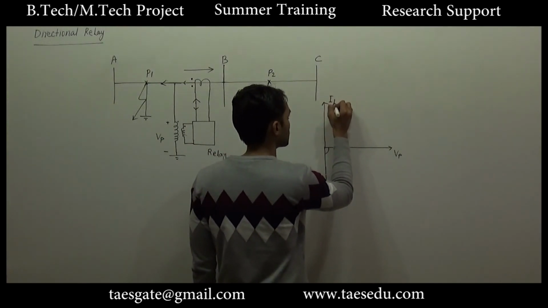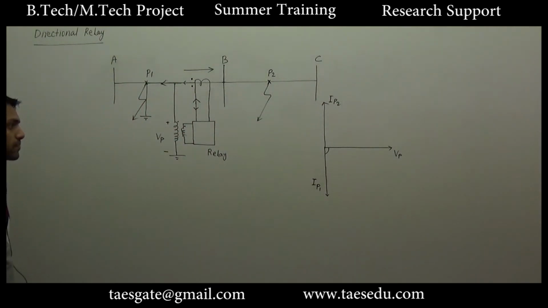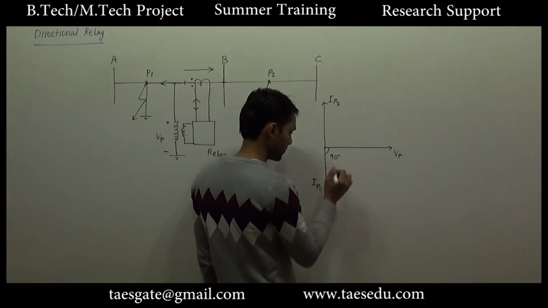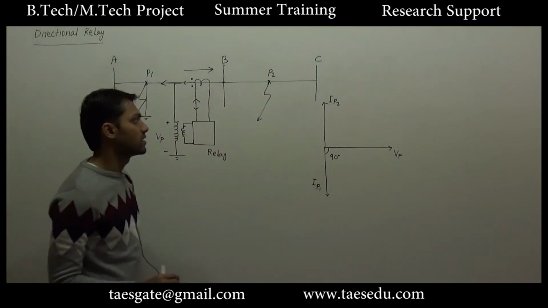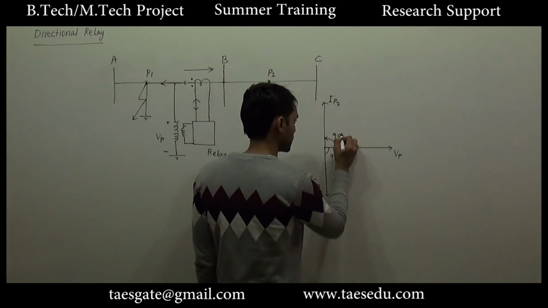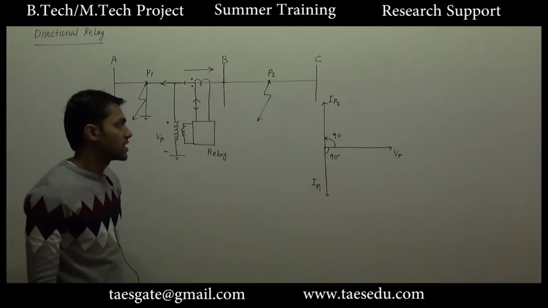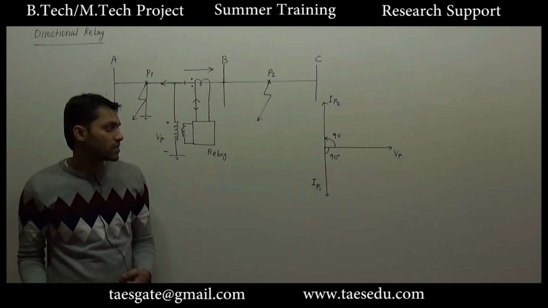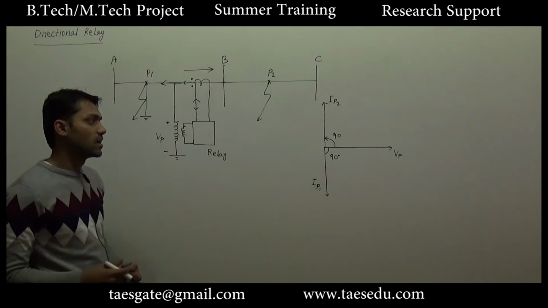Let us name this current as IP2. Okay, so if the previous fault current was lagging the voltage by 90 degrees, the new fault current will be leading the reference voltage by 90 degrees. And this is the principle used in directional relay. For fault in one direction, the current is lagging, and for the other direction of fault current, the current becomes leading.